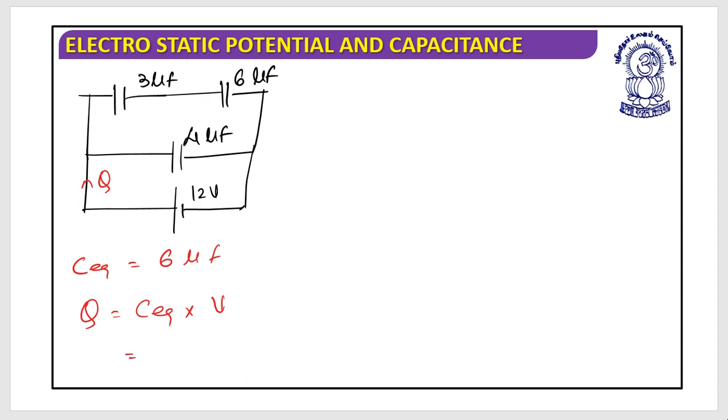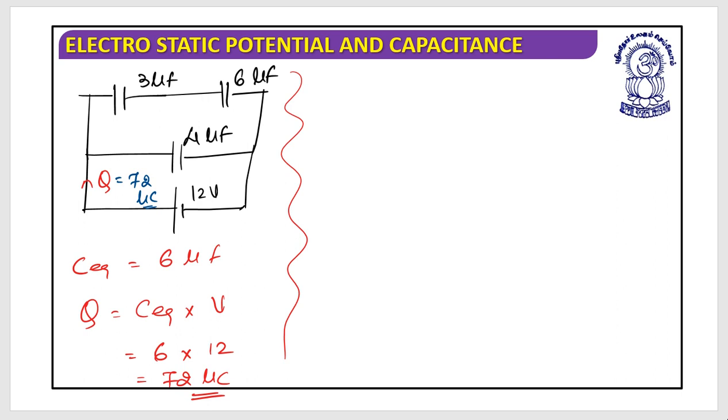Now what is C equivalent? It's 6 multiplied by V. So that should be equal to 72 microcoulomb. I hope these things are clear. Yes? Is it clear? Great. So shall I add something to this? So I know that from here 72 microcoulomb is flowing.